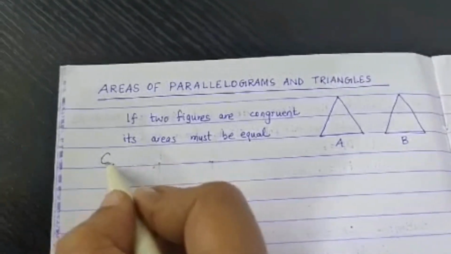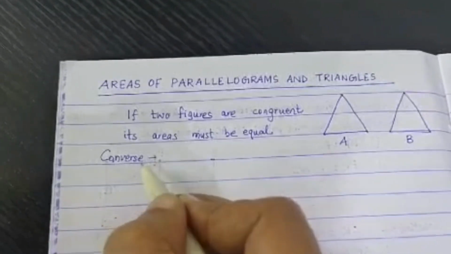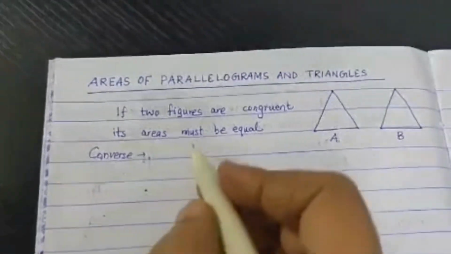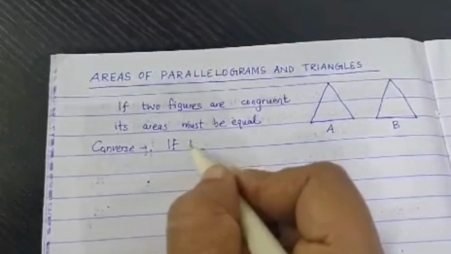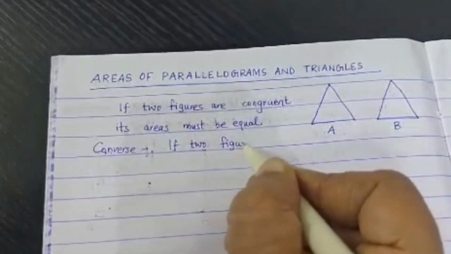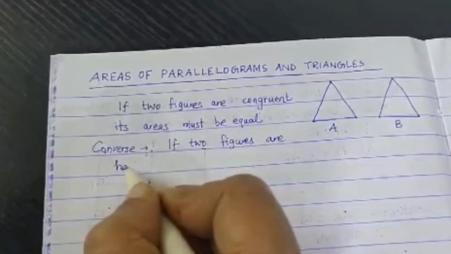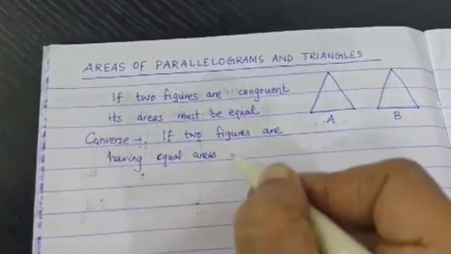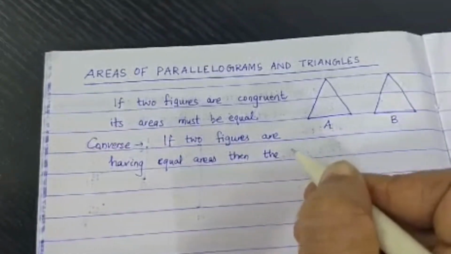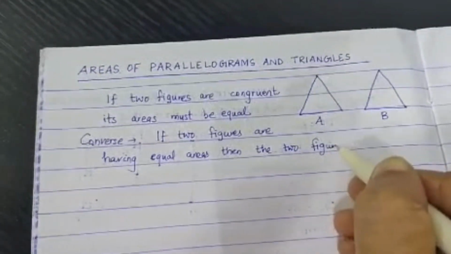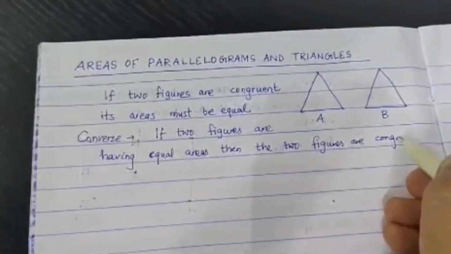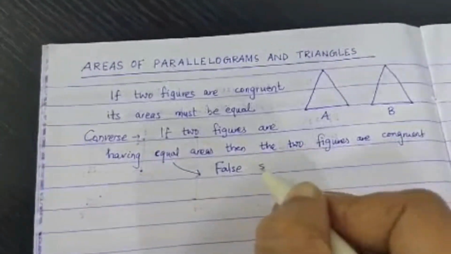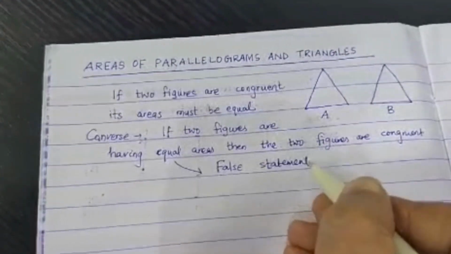But if you make the converse of this statement, that if two figures have equal areas, then these two figures are congruent, that is not true. The converse is not true. Let us write the converse: if two figures are having equal areas, then the two figures are congruent. This is the converse, but this is not correct. It's a false statement, and we will understand it through an example.